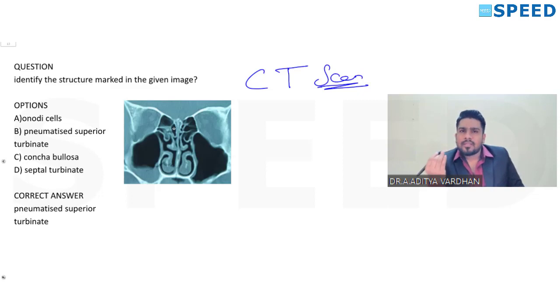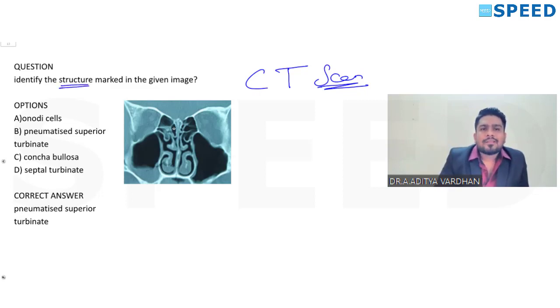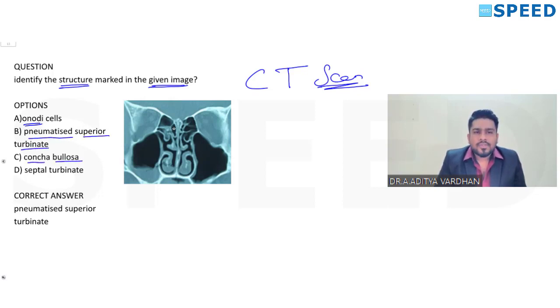In that, they either give you an image and ask you what scan it is, or they give you a radiological anatomy image and ask you what structure is marked. Now let's get to the fourth question. This is an evolving trend right now. Be careful here. Identify the structure marked in the given image, friends. The four options given are Onodi cells, pneumatized superior turbinate, concha bullosa, and septal turbinate.